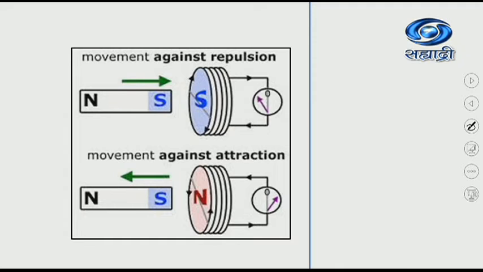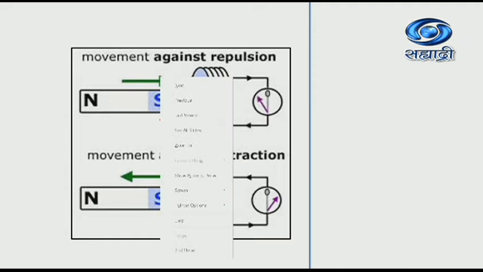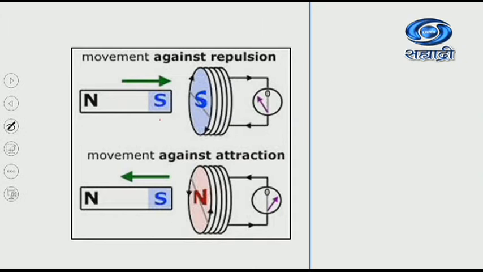We have a magnet. The south pole of the magnet is facing the coil, and here is the coil. Ends of the coil are connected to a sensitive galvanometer. The south pole of the magnet is moved towards the coil. On account of electromagnetic inertia, the coil will try to oppose the approaching magnet. If it has to oppose the approaching magnet, then the face of the coil which is facing the south pole of the magnet should act as a south pole.